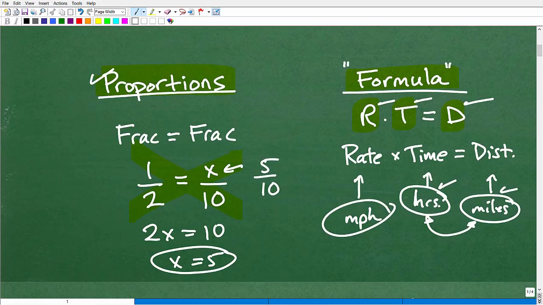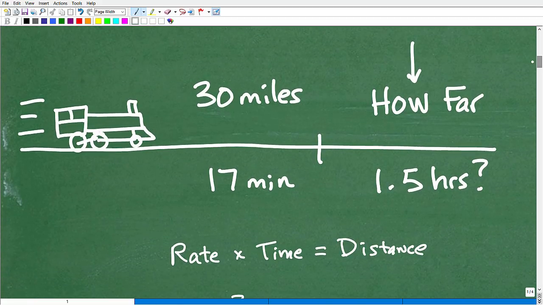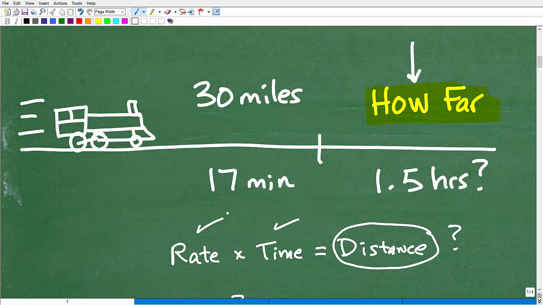it both ways. Okay, so here is our problem. And we'll go ahead and use the formula first. Rate times time equals distance. So what do I have here? Well, first of all, let's figure out what the question is. I'm asking how far the train went. Am I looking for rate, time, or distance? Well, I'm looking for distance, right? That's the question. Now, what do I need to get the distance here? Well, I'm going to need the time and the rate.